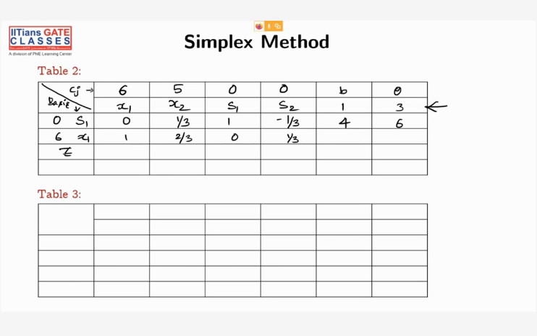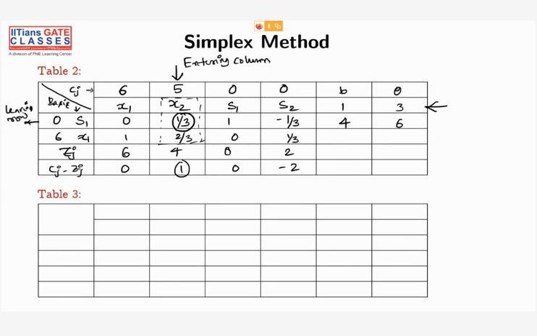Zj is 6, 4, 0, 2. Cj minus Zj values are written as 0, 1, 0, minus 2. And it happens that this is your pivot element, and this is your pivot column, right? So this variable x2 is the entering variable. This is your leaving row.